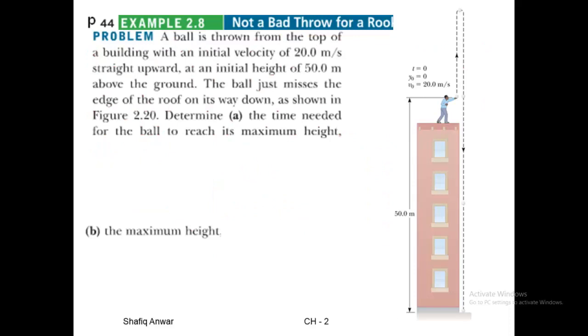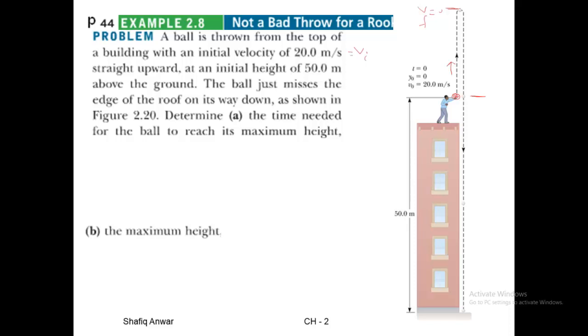So we are going to do the last example, 2.8. A ball is thrown from the top. You are standing here, you have a ball in your hand, and you throw it up. It goes higher and higher. You throw it with initial velocity Vi, which is 20 meter per second. Once it is going up, velocity is decreasing. When it reaches the top, final velocity becomes 0, and then it starts coming back. It reaches the same point where you started, and then goes down to the ground.